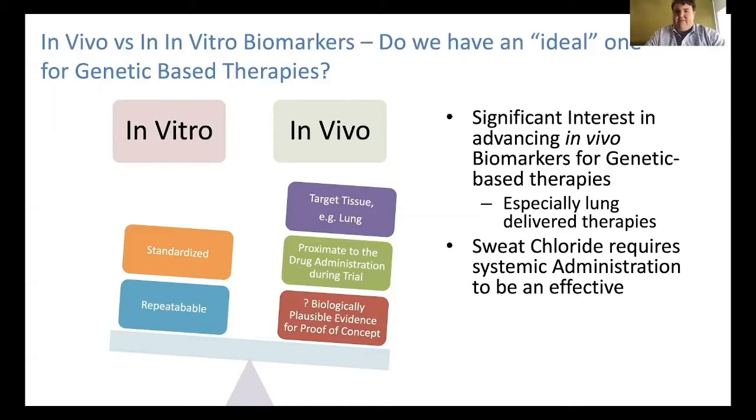There is significant interest in advancing in vivo biomarkers for genetic-based therapies, especially lung-delivered therapies, which would rely on probably and most likely lower airway potential difference or other measures like this. While sweat chloride has definitely been a workhorse, it does require therapy to be systemically administered to be an effective biomarker for this type of study, though.